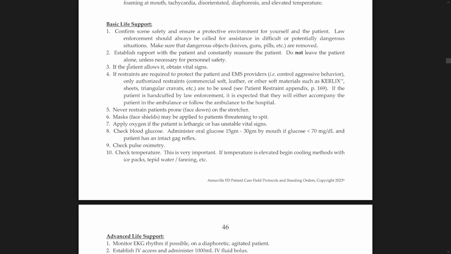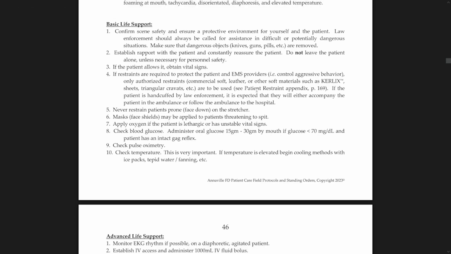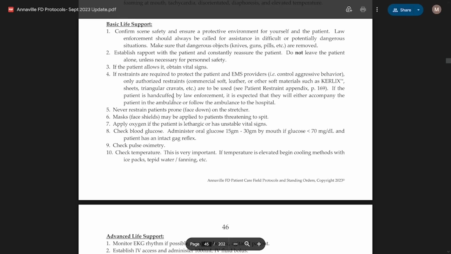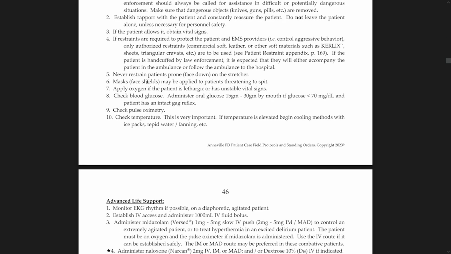If the person allows it, obtain vital signs. If restraints are required to protect the patient and the EMS provider, only authorized restraints such as commercial, soft leather, or other soft materials such as Kerlix, sheets, triangular cravats, etc. are to be used. Look at the patient restraint appendix on page 169. If the patient is handcuffed by law enforcement, it is expected that they will accompany you and the patient in the ambulance or follow the ambulance to the hospital. Never restrain patients prone face down on the stretcher. You can use masks or face shields and apply them to patients threatening to spit.